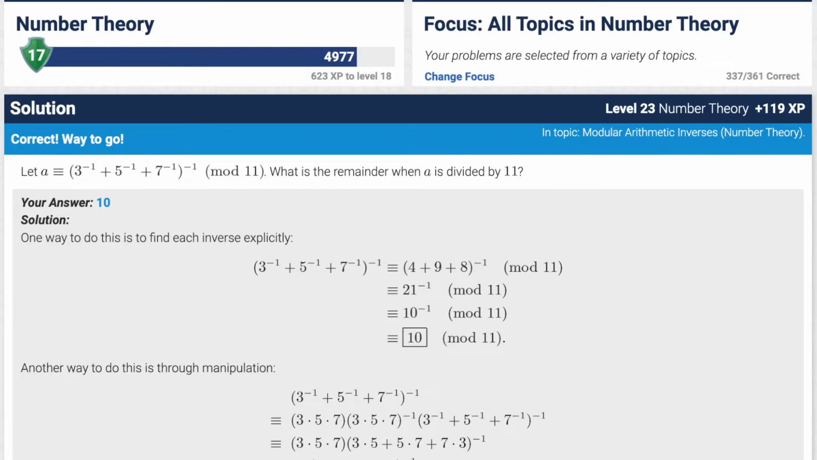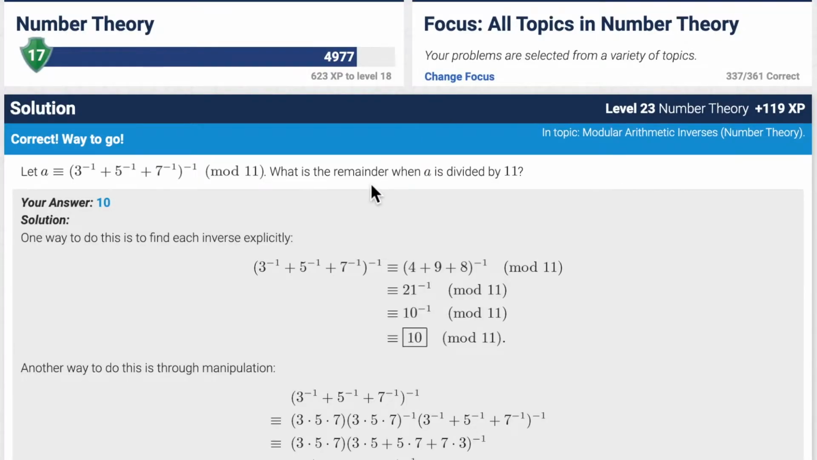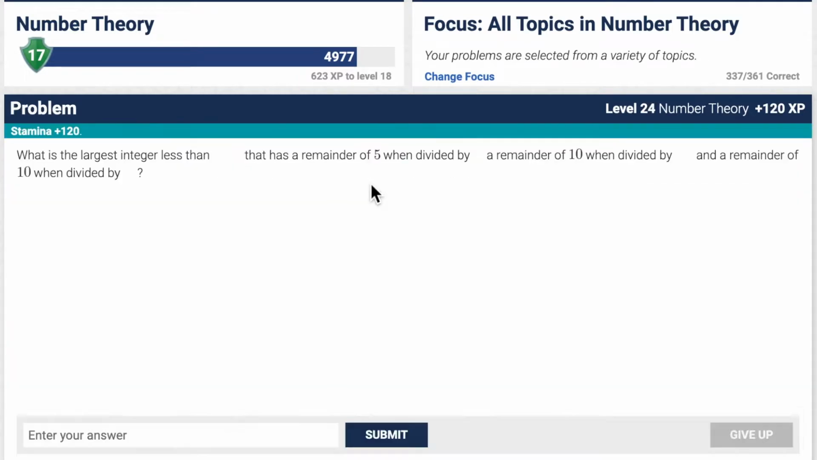And so yeah, it's pretty easy. You should just remember that if you're working with multiplicative inverses mod x, then the multiplicative inverse of x minus 1 is just x minus 1, and also the multiplicative inverse of 1 is just 1. That also should be pretty obvious, but good to know.